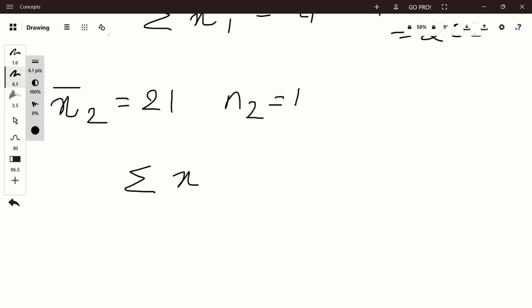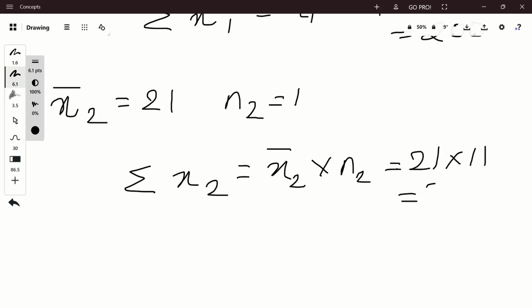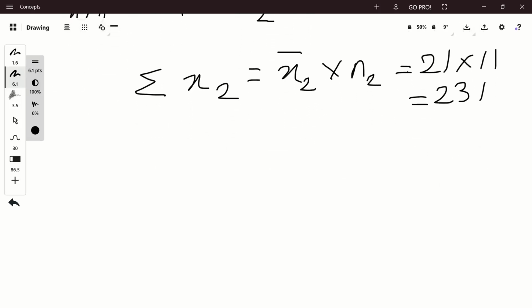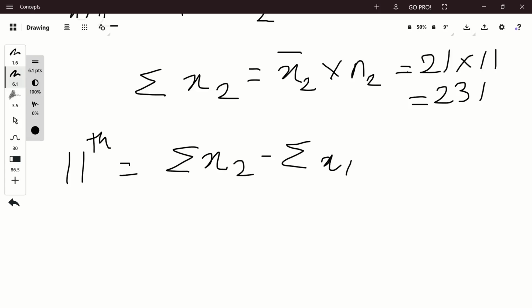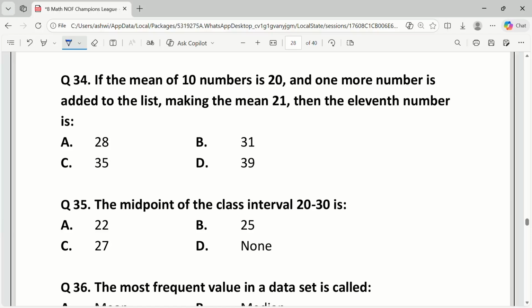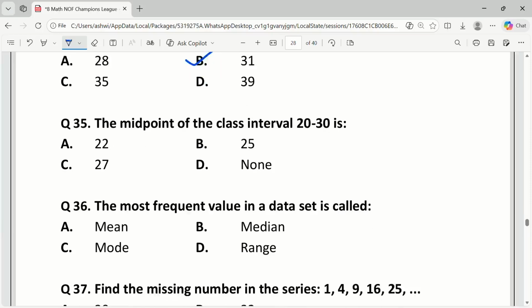So, sum x2 is equal to mean into n2, which is equal to 21 into 11, which is equal to 231. The 11th number is the difference between the new sum and the original sum. So, 11th number is equal to summation x2 minus summation x1, which is equal to 231 minus 200, which is equal to 31. Comparing with the options, the answer is B, 31.